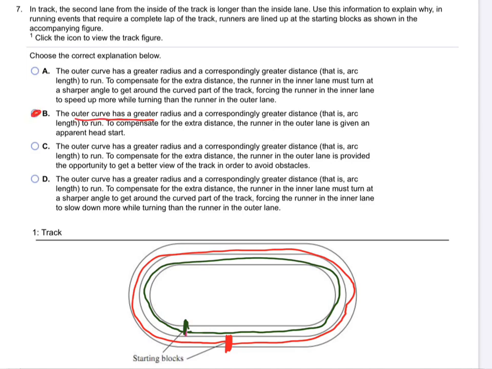The outer curve has a greater radius and correspondingly greater distance, the arc length, to run. So the outer lane has further to run. To compensate for the extra distance for the outer lane, the runner in the outer lane is given an apparent head start, but it's not a real head start. It really makes their distance around equal. That's what's going on there.